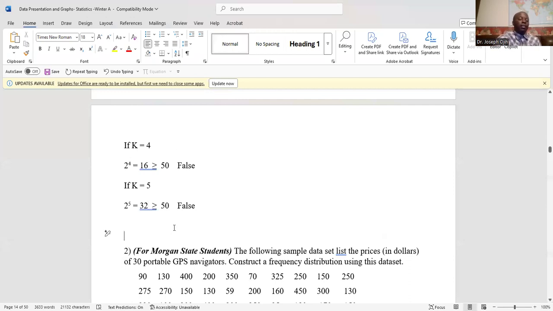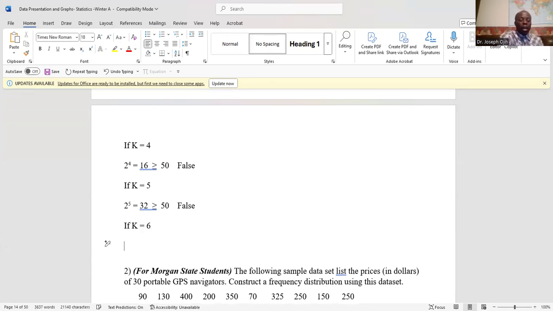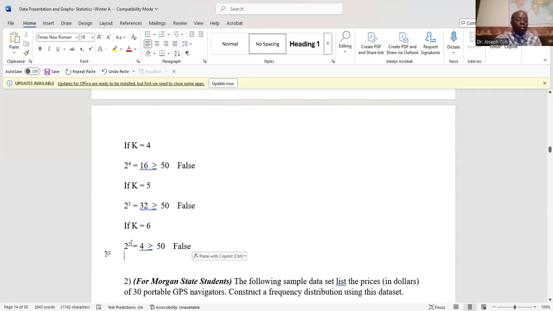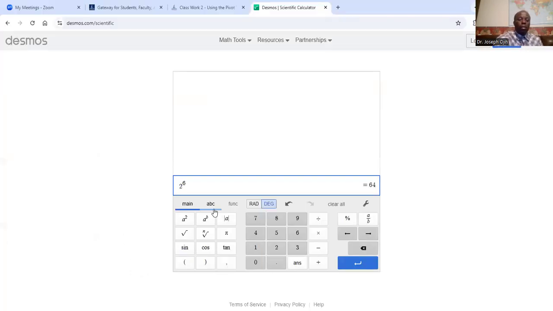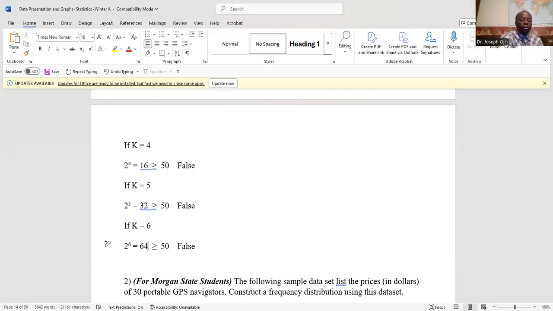So now if K is 6, then let's try. I think 6 will work. If K is 6, we try 2 to the power 6, which is 64. That is the one you need. And that is true. This one is true.